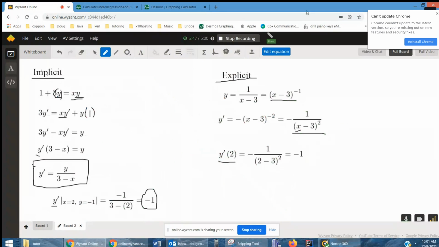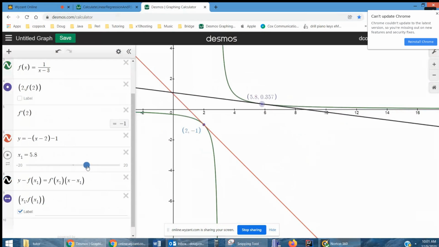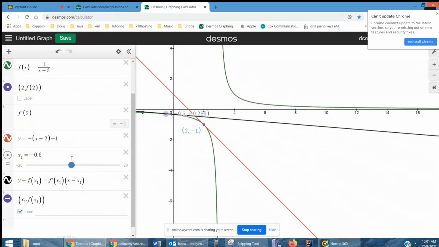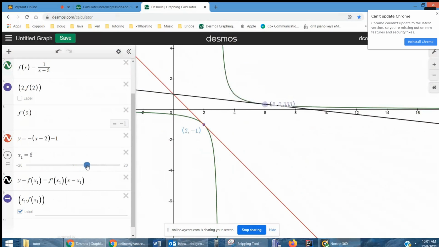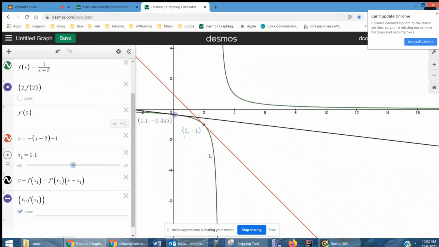Okay. Now if I go to Desmos, I just wanted you to see how you can code Desmos to show the tangent line at any point on the curve. When x of 1 is equal to 2, there's the tangent line. But for any other value of x, you can also get a picture of the tangent line at any point. And that's what this is right here. Point slope, f prime of x of 1 times x minus x of 1.